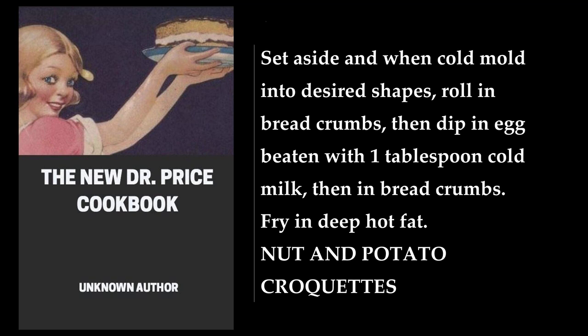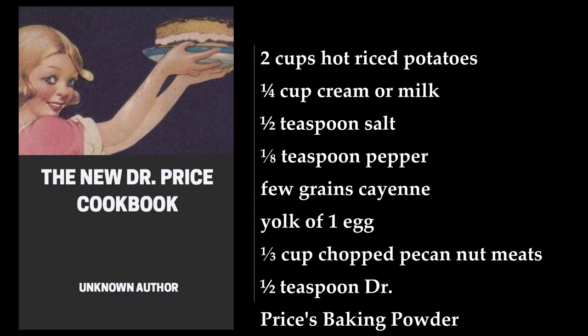Nut and potato croquettes. 2 cups hot riced potatoes. 1/4 cup cream or milk. 1/2 teaspoon salt. 1/8 teaspoon pepper. Few grains cayenne. Yolk of 1 egg. 1/3 cup chopped pecan nut meats. 1/2 teaspoon Dr. Price's baking powder.